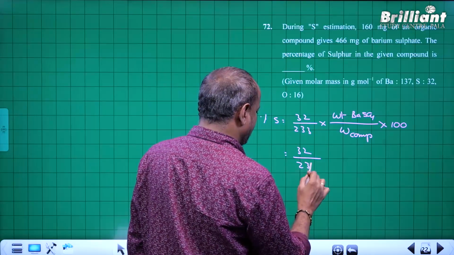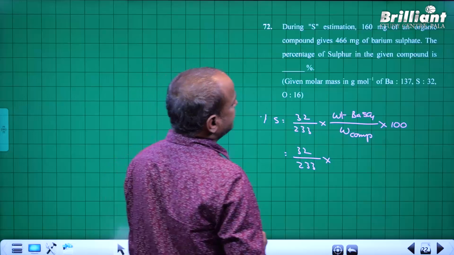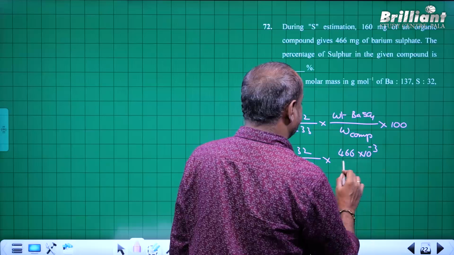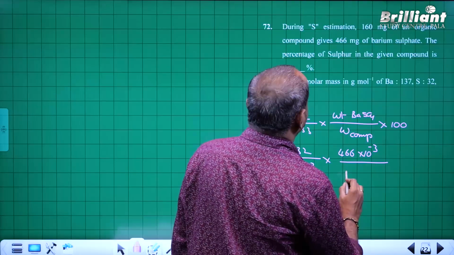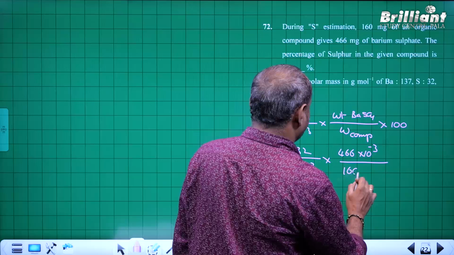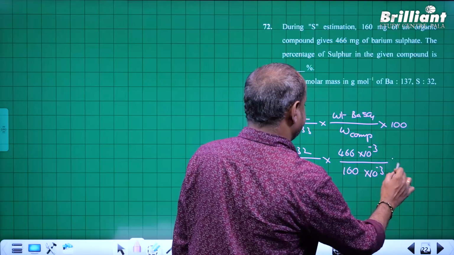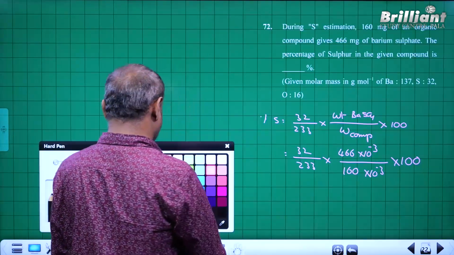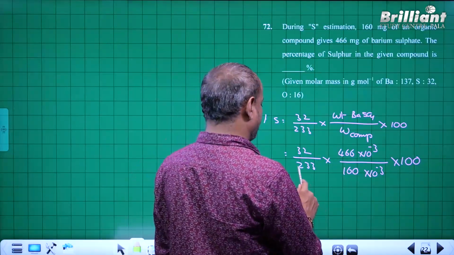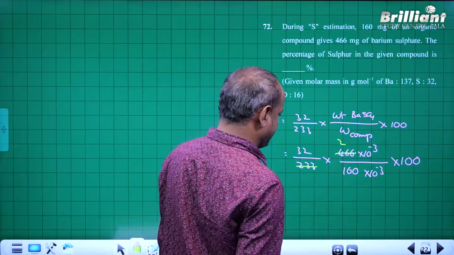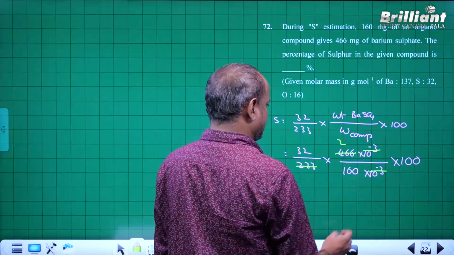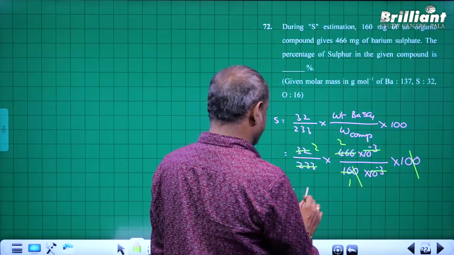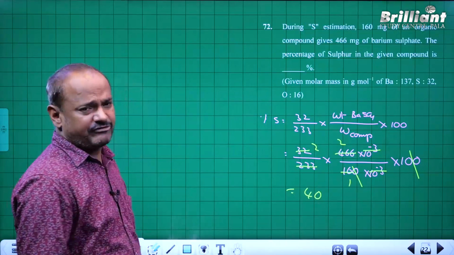32 by 233, barium sulfate mass 466 into 10 raised to minus 3 grams, compound mass 160 into 10 raised to minus 3, into 100. Directly cancel: one time, 2 times. 16 one time, 2 times is equal to 40%. Direct formula only, no confusion.